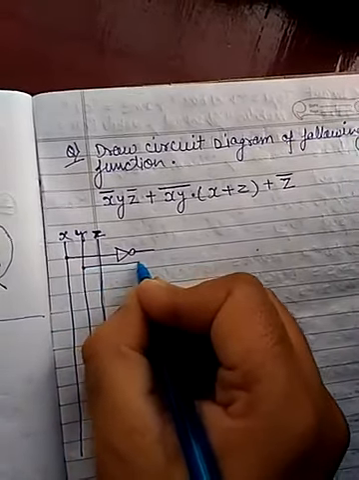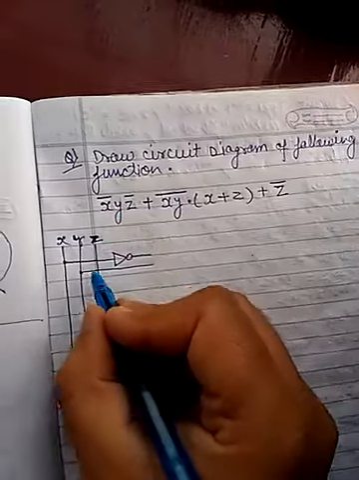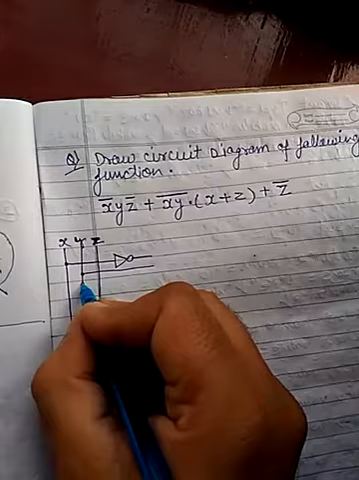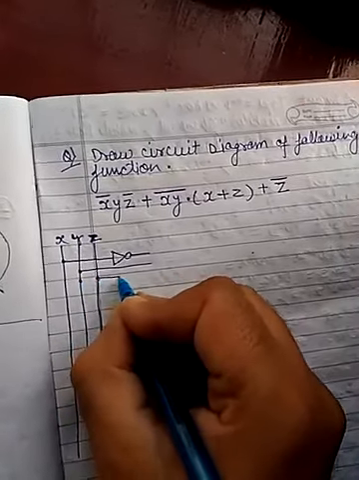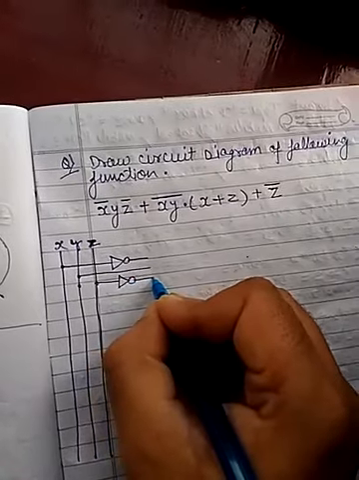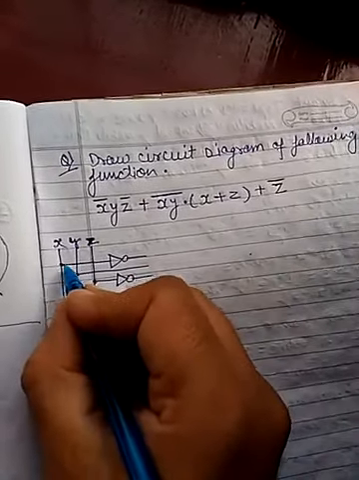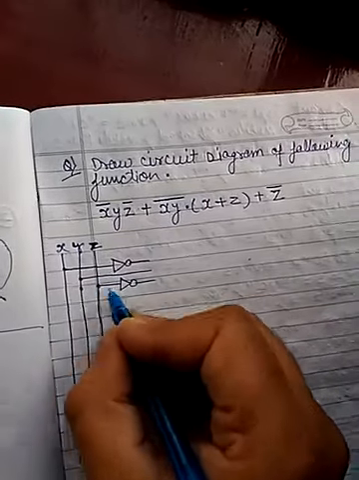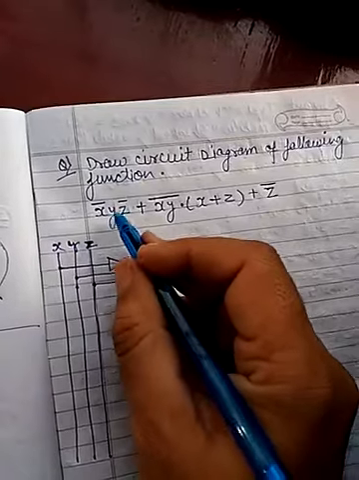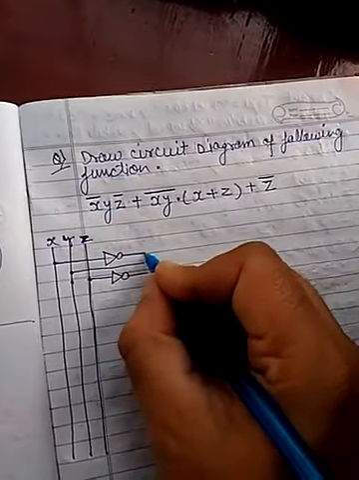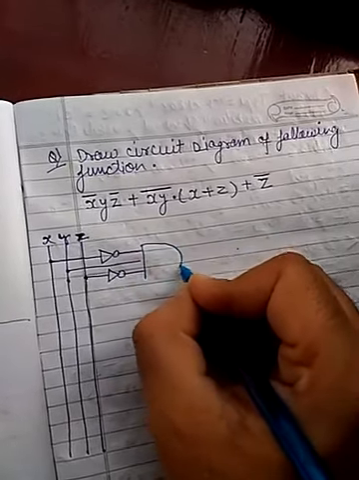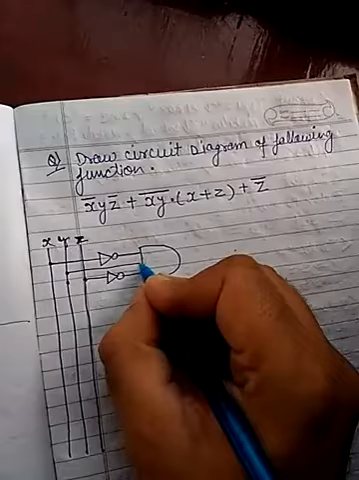Another term is y, which is connected with y. Another term is z naught, so we have connected it with z and used the NOT gate, giving z naught. Means x naught, y, and z naught. All the three terms are multiplied. To multiply these, we have to use the AND operator.